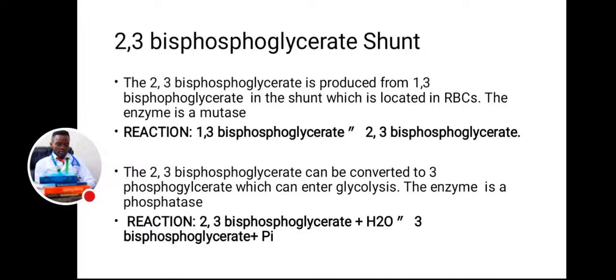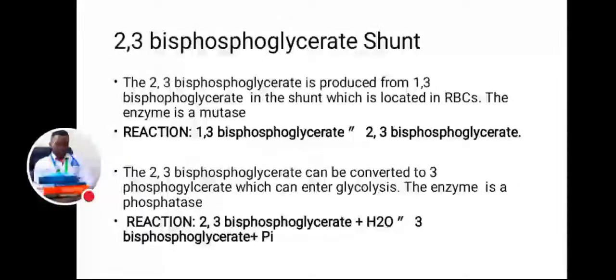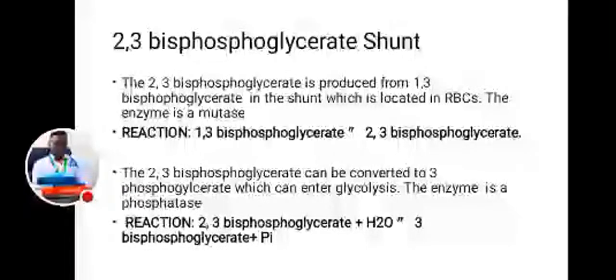2,3 bisphosphoglycerate shunt. What is it? So the 2,3 bisphosphoglycerate, from 1,3 bisphosphoglycerate, is located in the red blood cells, the erythrocytes. The enzyme is a mutase.